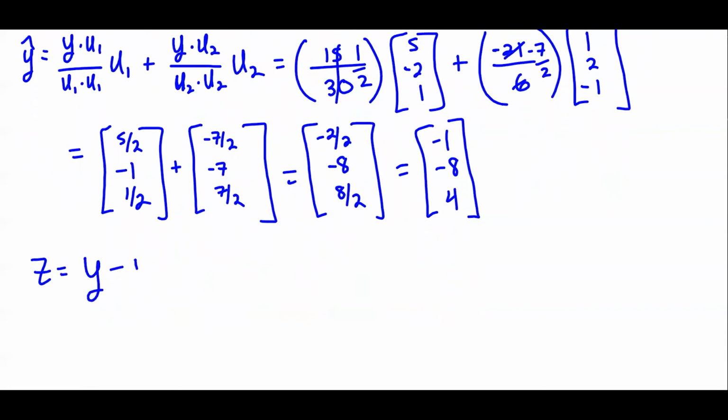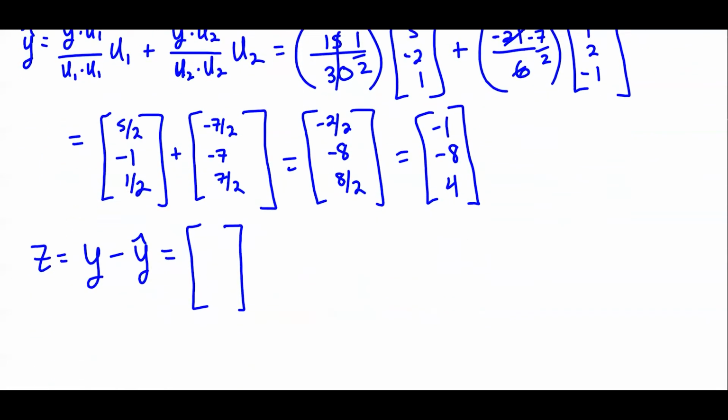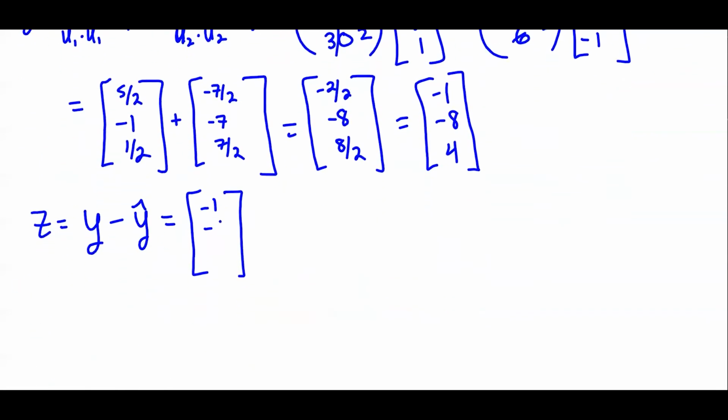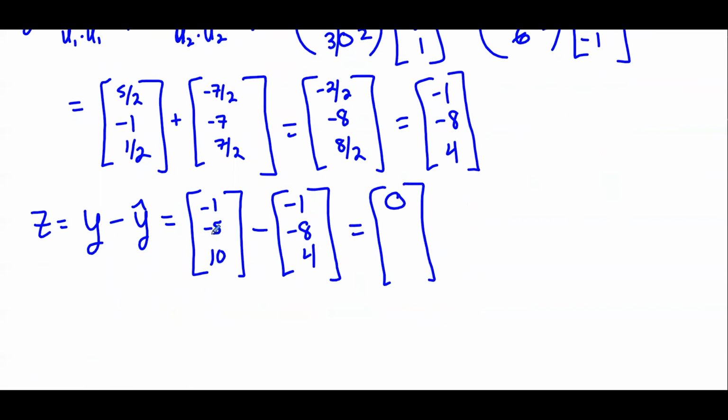It's y minus y hat. Y hat is the projection. So y is -1, -5, 10. Y hat is -1, -8, 4. I'm going to subtract. So here I get 0, 3, and 6. So that's z.